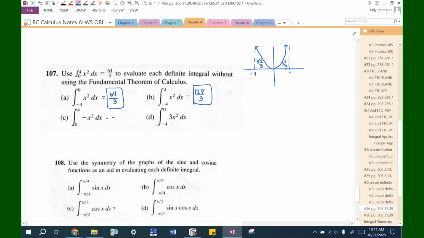If they make this the integral from 0 to 4 of negative x squared, I can either put the negative out in front and say, well, that's negative 64 over 3. Or I could think about the graph. Negative x squared goes down here. So it would be a negative area, negative 64 over 3. And if we're going from negative 4 to 0 of 3 times x squared, I can put the 3 out in front so that it's 3 times 64 over 3. Or I could think about it: if I triple all of these y values, that's going to triple this area overall.